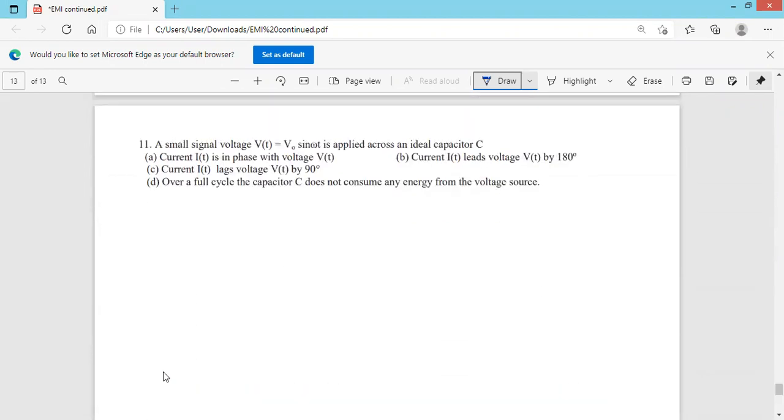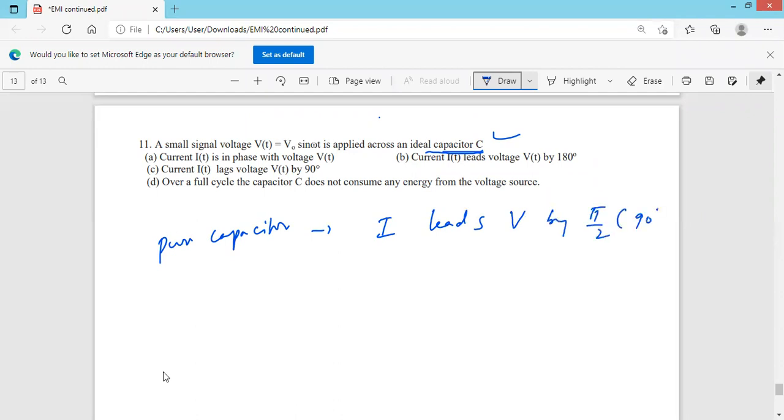A small signal voltage V0 sin omega t is applied across an ideal capacitor, which means a pure capacitor. In the case of a pure capacitor, the current leads the voltage by how much? By pi by 2. Pi by 2 means 90 degrees.